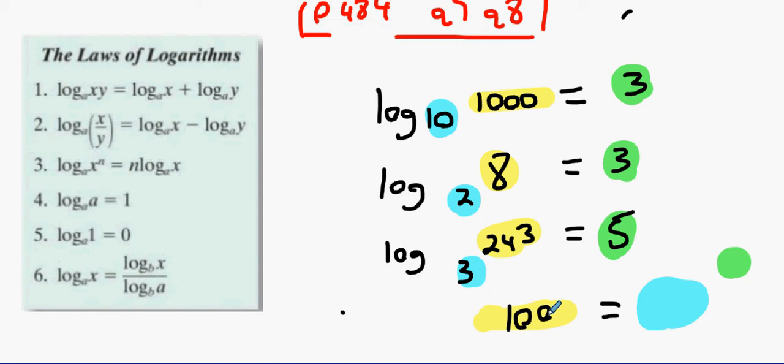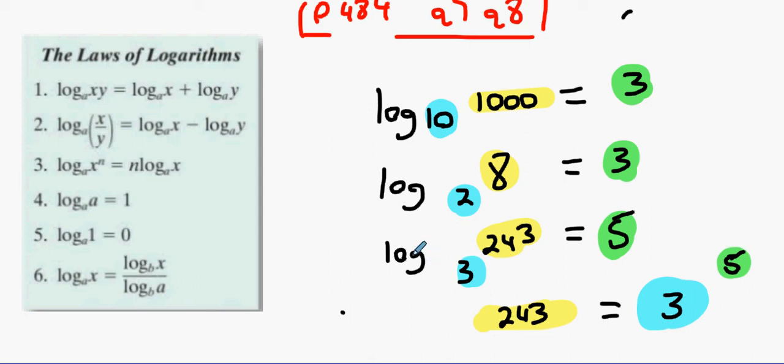1,000 is the same as 10 to the power of 3. What about the last one? 243 is equal to? Anybody? 243 is equal to? So, does everybody know how to remove a log?